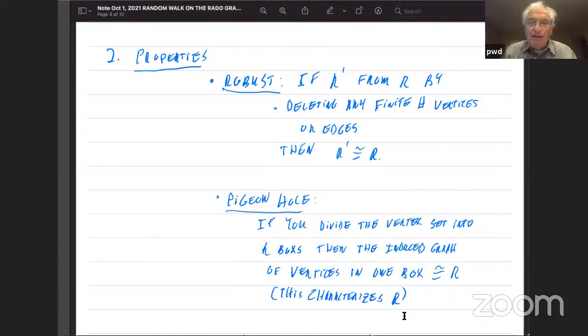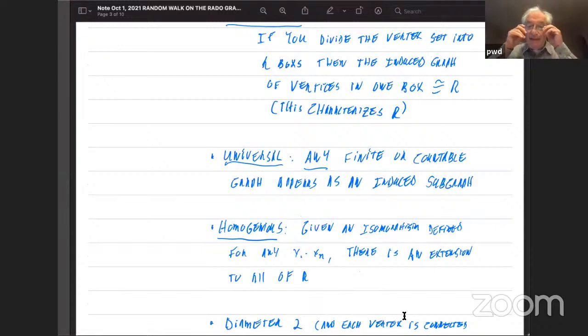It's characterized by this funny pigeonhole principle. If you divide the vertex set into k disjoint subsets, then one of the boxes has a full copy of R, a graph which is isomorphic to R. You can argue that from property star. It's universal. It contains any finite or countable graph as an induced subgraph. So it contains an infinite empty graph. It contains an infinite complete graph. It contains all graphs. And that's easy to argue.